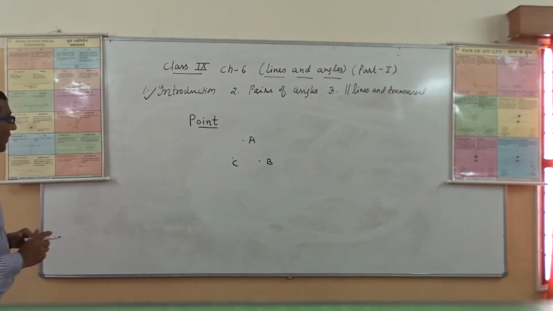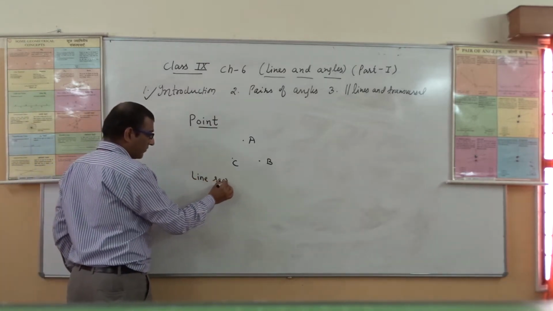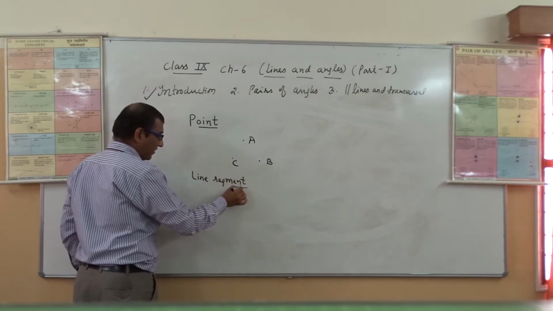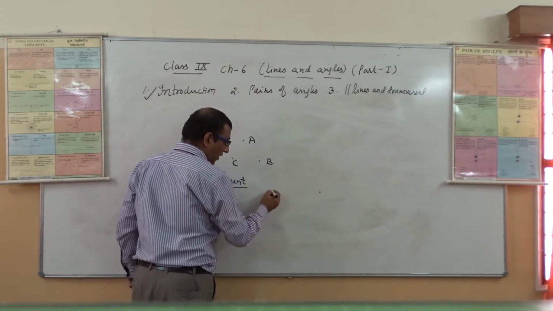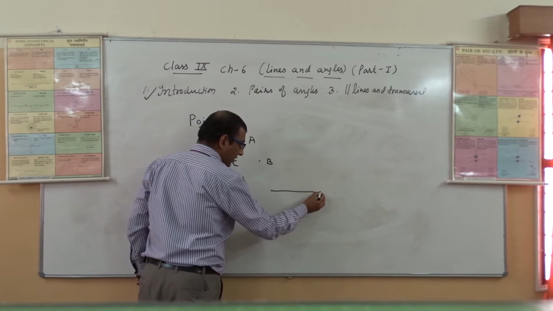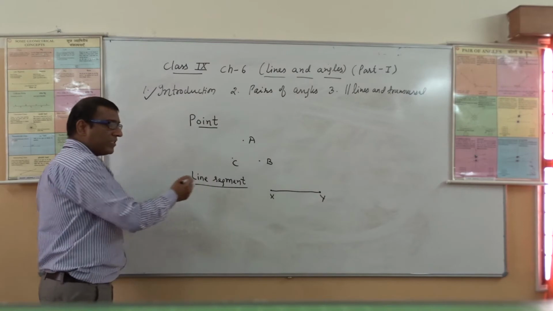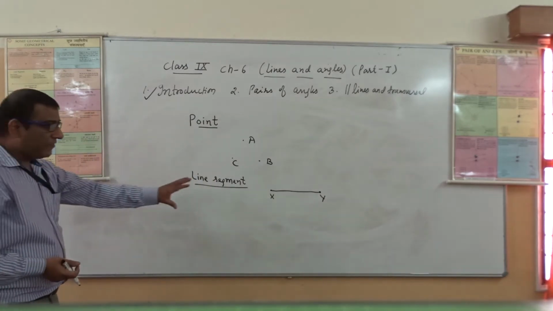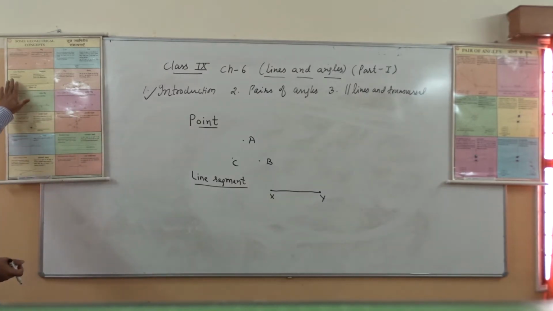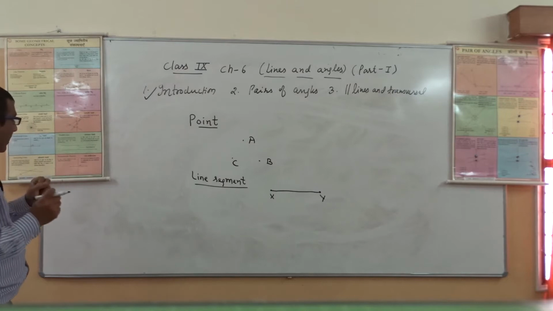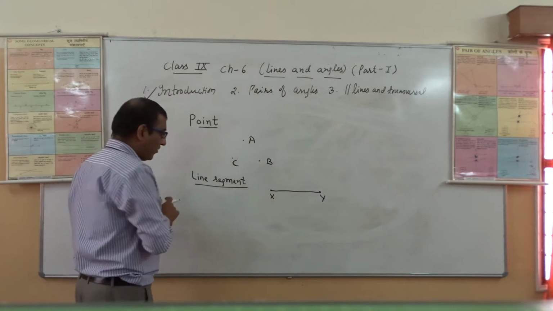Then we will come to our next point, that is line segment. What is a line segment? If I am taking 2 points and joining them, this is point X and this is point Y. It is related with line segment. It means it has 2 endpoints. As you see here, it is written that a line segment is a part of a line. It has 2 endpoints and it has a fixed length.